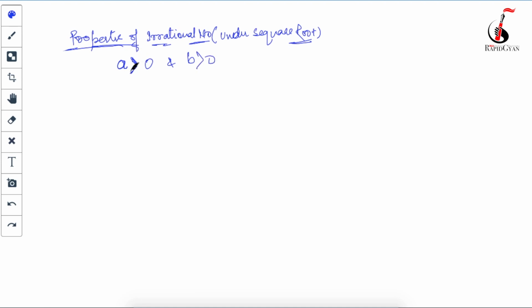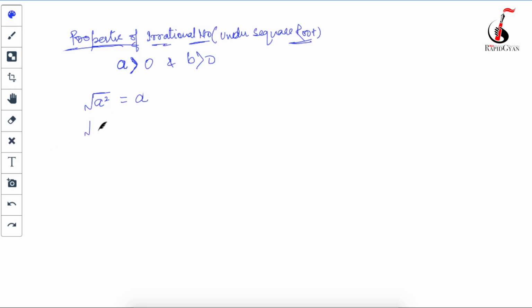So a and b are two positive numbers, they can be anything, positive rational numbers, integers, irrational numbers. But if I write them under root, they will become irrational numbers. So remember here, under root a square will always give you a.